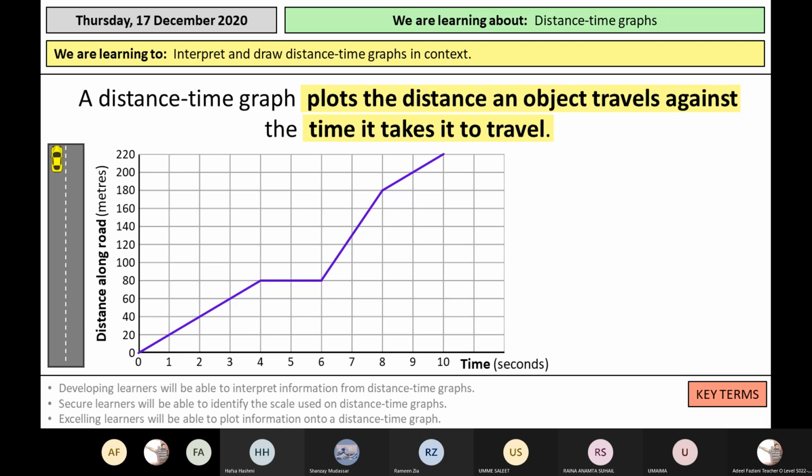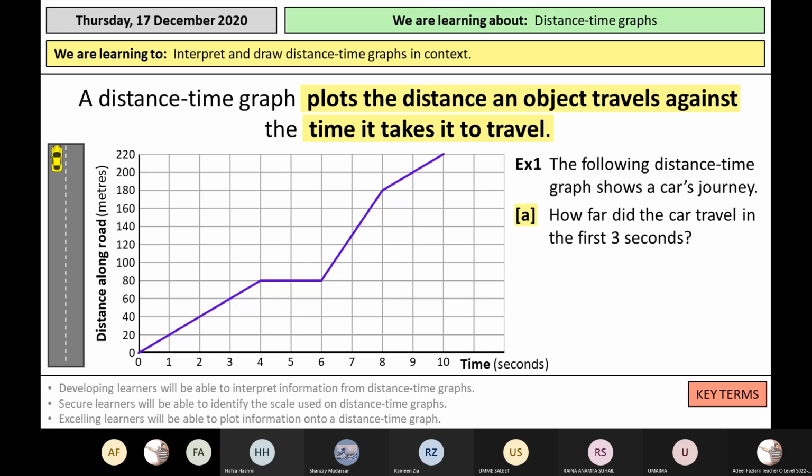Excellent. All right. So moving further to the question and an exercise, the following distance-time graph shows a car journey. Just reply to me over the chat box. How far did the car travel in the first 3 seconds? Reply in the chat box and utter the answer. Reply verbally as well as through the chat box. No problem at all. 80. Raina has responded.